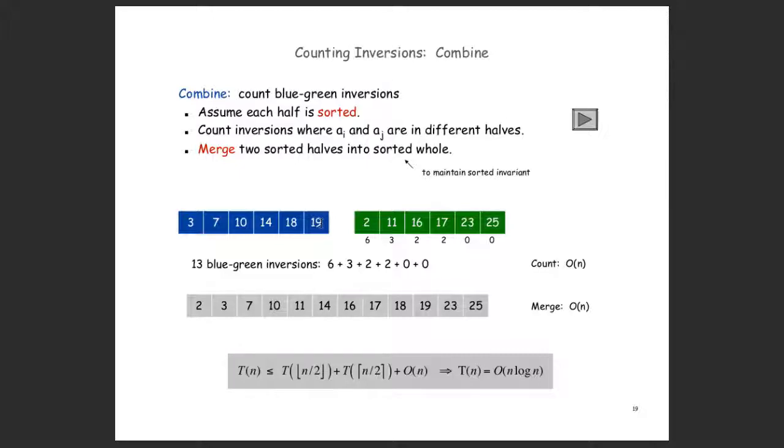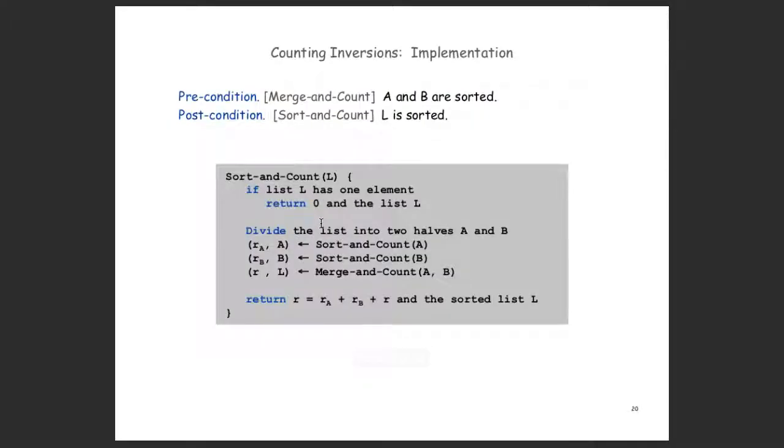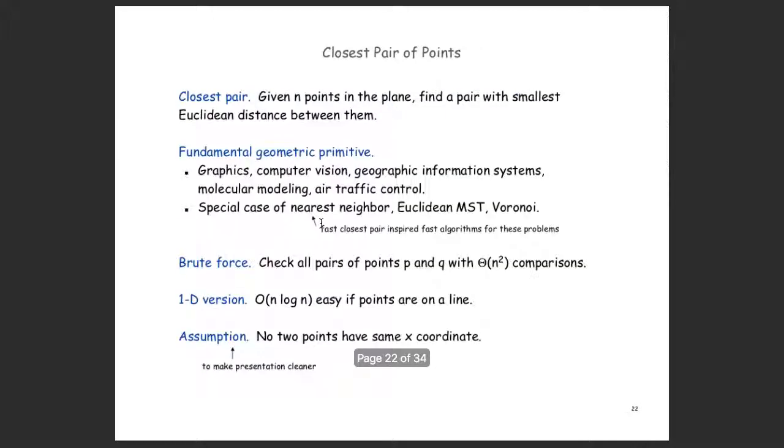So what we are doing is very similar to a merge, but we are counting the number of inversions. By doing that, we get n log n, which is really, really cool. As another example, we can get the closest pair of points in a plane.